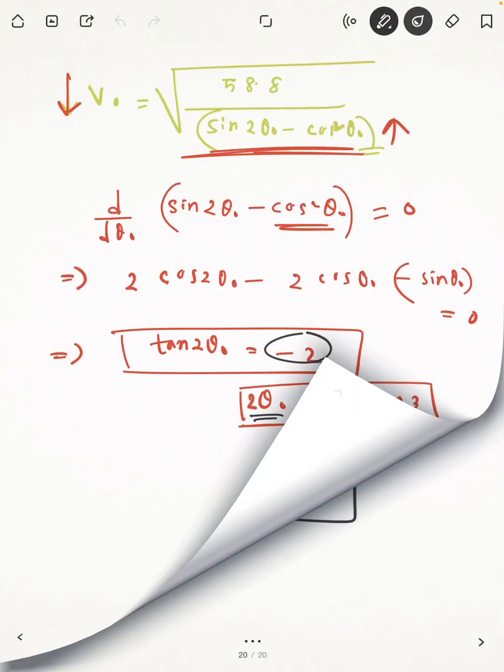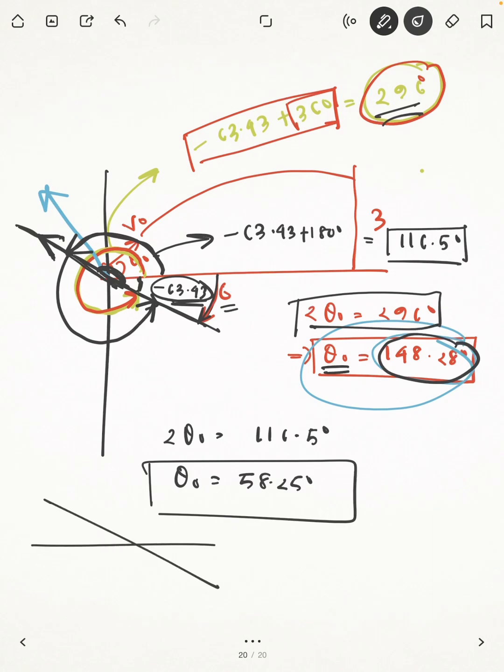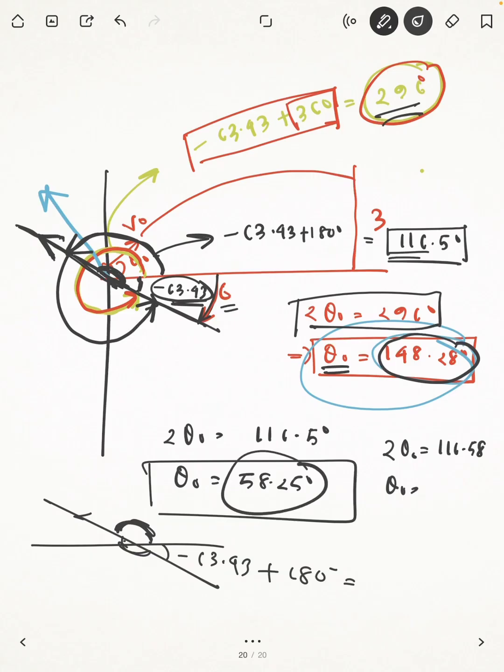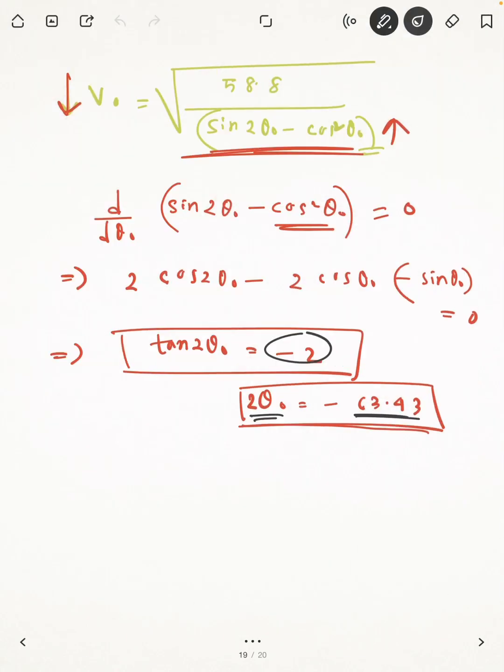Okay, so then what you need to do, you had this angle as -63.43. You have to calculate this angle. So this angle should be what? The total should be what? 180 degree. So plus 180 degree, and then you're going to get this 116.5 degrees, and then that will be equal to 116.5, and if you solve for theta naught, you're going to get 58.25. So this is an acute angle, less than 90 degree, so that is possible. So our theta naught should be 58.25 degree.